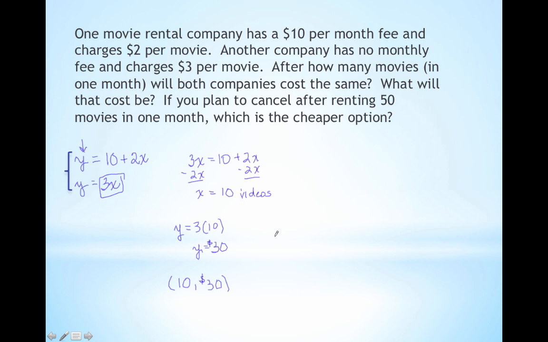And again, I'm going to plug it back in just to check. And 30 does equal 10 plus 20, and 30 equals 30.